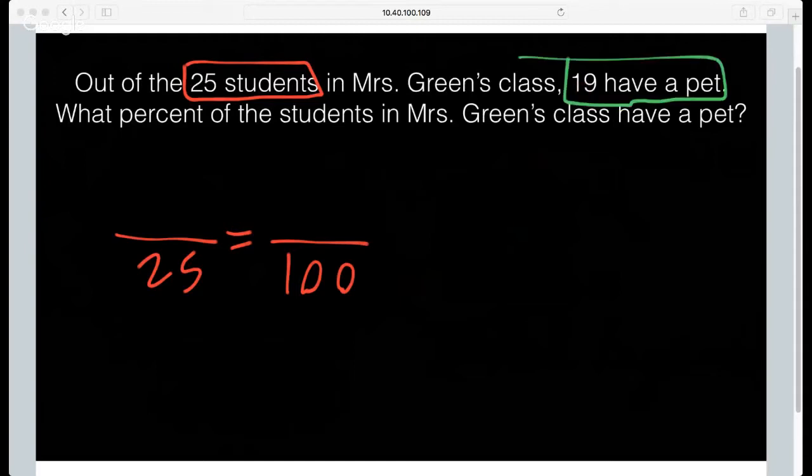19 have a pet. 19 is the part. What percent? Well, they do need to ask the question because we need to recognize what they're doing. What percent of the students have a pet in Mrs. Green's class? That's what we're trying to figure out right here.